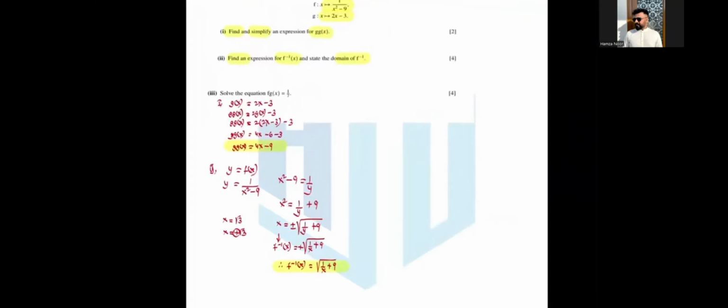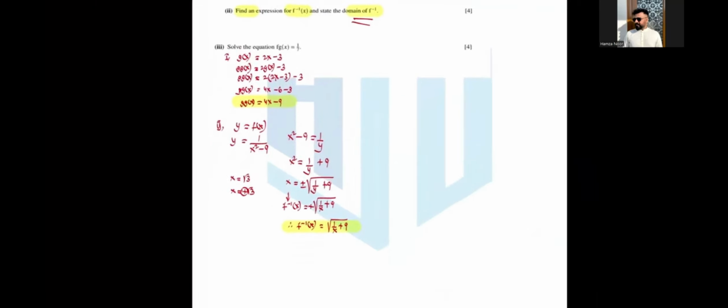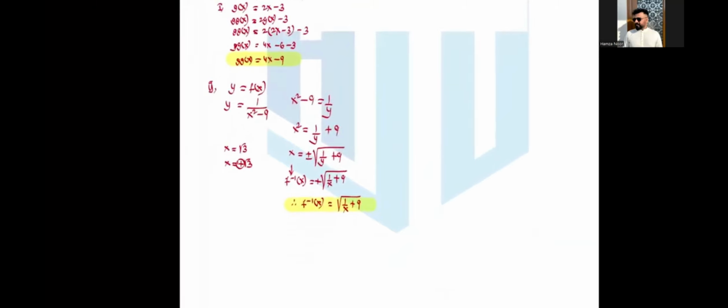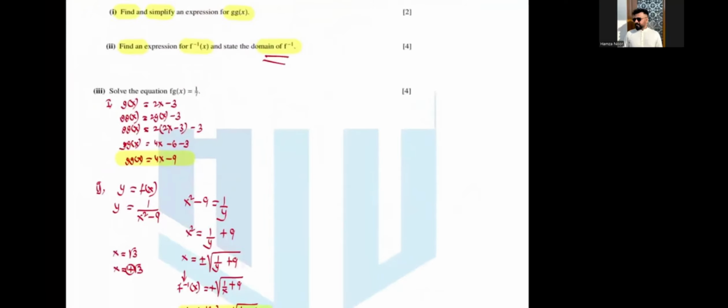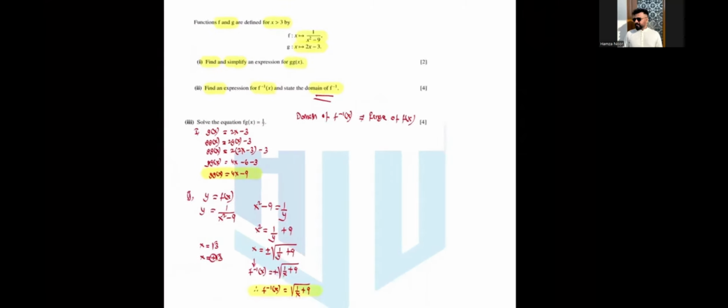And here we also need to state the domain of f inverse as per the requirement of the question. In order to find the domain of f inverse, first of all, we have to find the range of f(x). Since we know that the domain of f inverse x is basically the range of f(x). And in order to find the range of any function, it is always helpful to sketch the graph. So first of all, I'm going to give some detailed explanation regarding sketching the f(x) function.